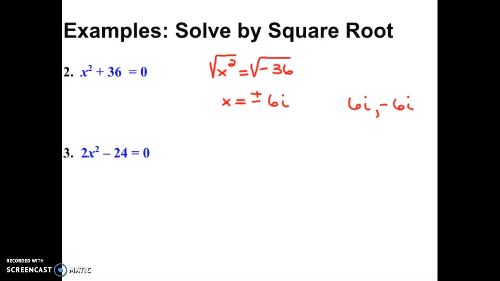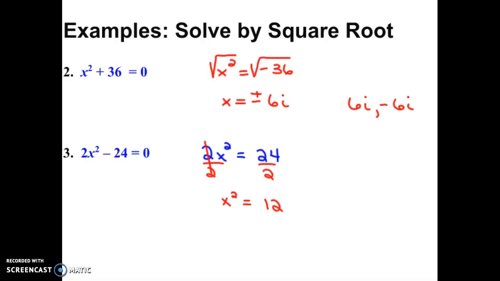The second one down here, which I will write in blue, I have two things that I need to get rid of. I need to get rid of the 24 and the 2. So I will move the 24 to the other side first. Okay, when I move it to the other side, since it's subtracted on the left, on the right side it would become positive because you would be adding. So 2x squared equals 24. Now I need to get rid of the 2. Okay, when I get rid of the 2, I can do that by dividing by 2. So you end up getting x squared equals 12.